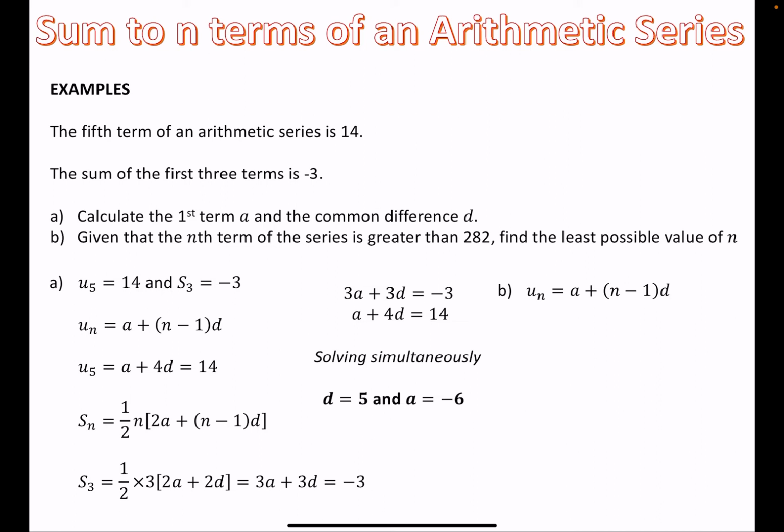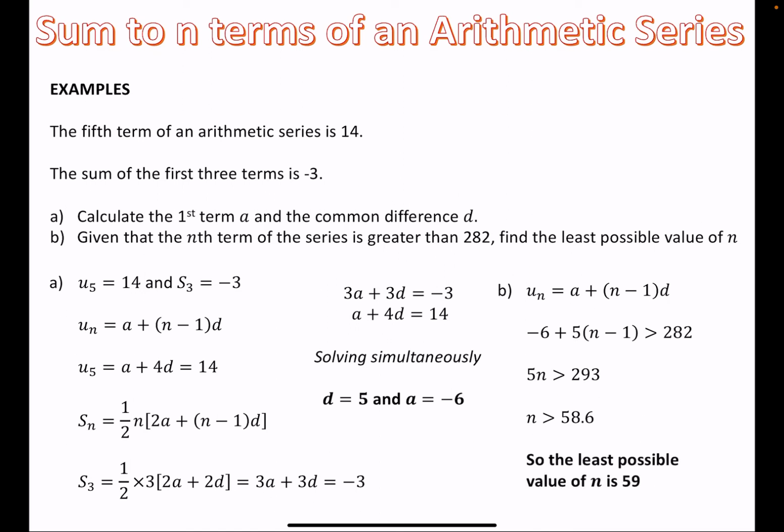But we want it to be greater than that, so we're going to change this to an inequality, and we're going to say, basically, we want a plus (n minus 1) times d to be greater than 282, and we use our values for d and a from the previous question. We're just going to work it out to find out what n is. So plugging all that into the equation, we get something like this. Working it all through, we get 5n is greater than 293, in which case n has to be greater than 58.6, in which case the least possible value of n must be 59.